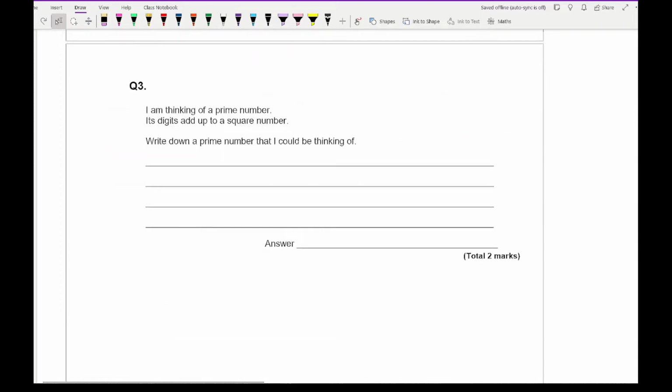Moving on to question 3, it says, I'm thinking of a prime number. Its digits add up to a square number. Write down all the prime numbers that I could be thinking of. So here, what we're looking at is prime numbers. So we're looking at 2. And again, I don't think it's going to be a single digit prime number. So looking at 11, that's going to be 2. That's not a square number. 13 is, so then it's going to be 13 as one possible answer.